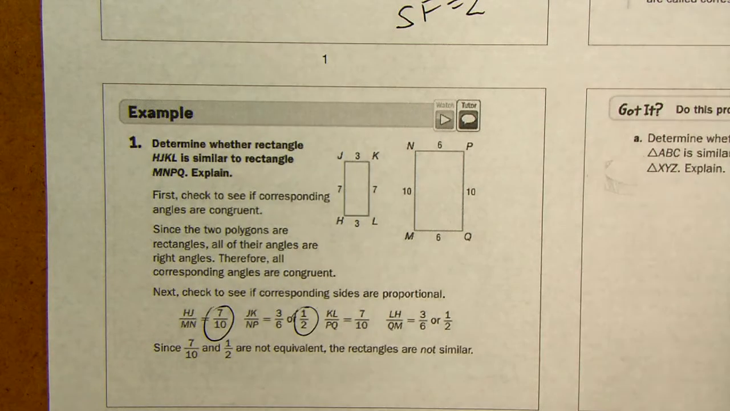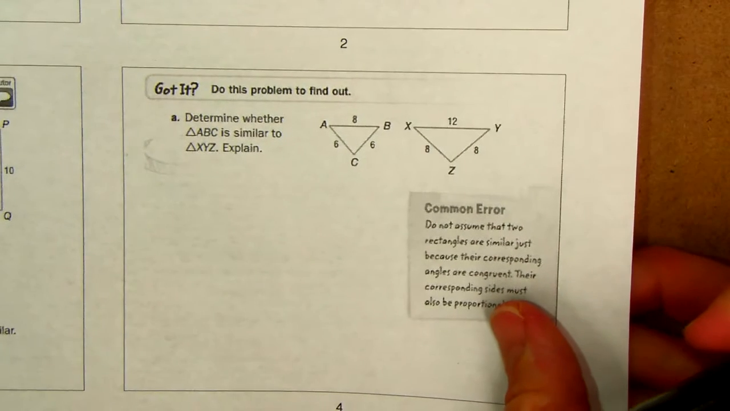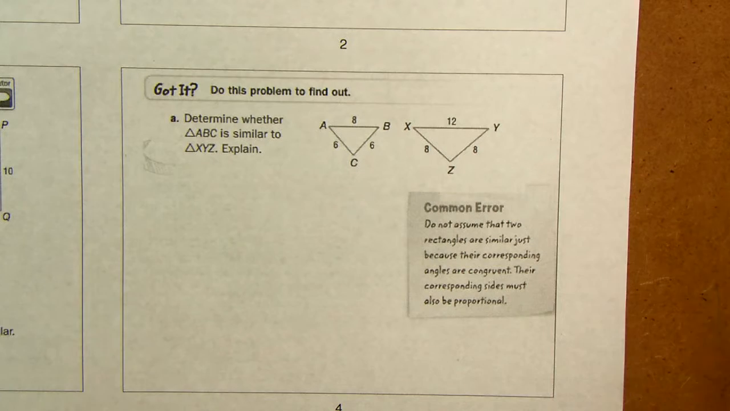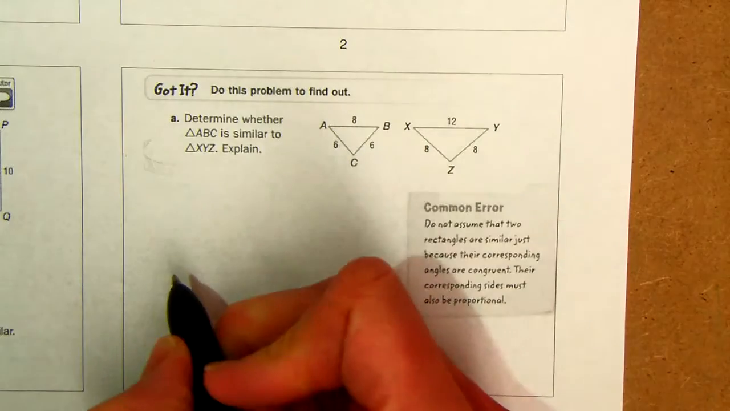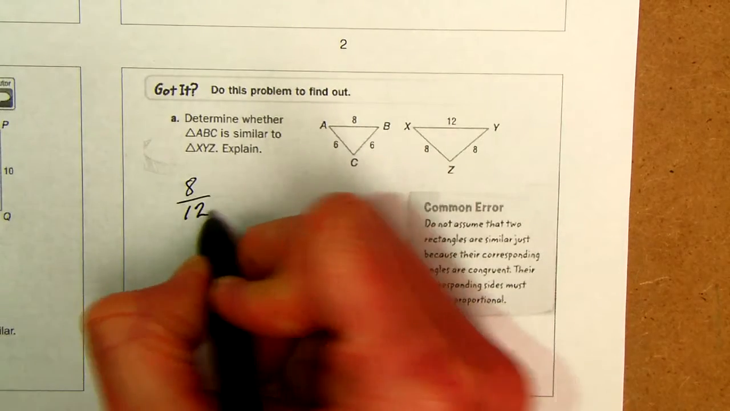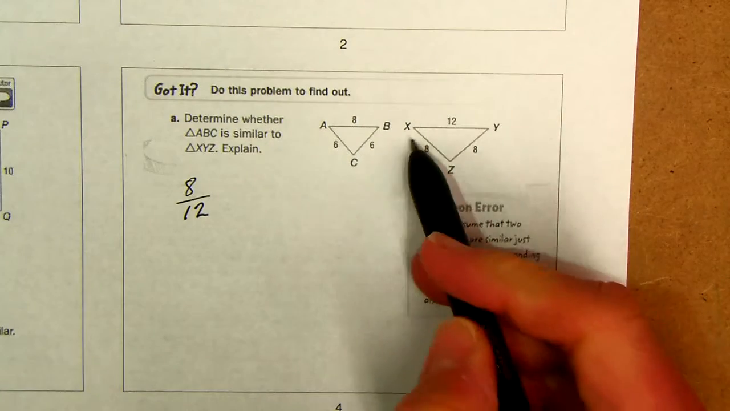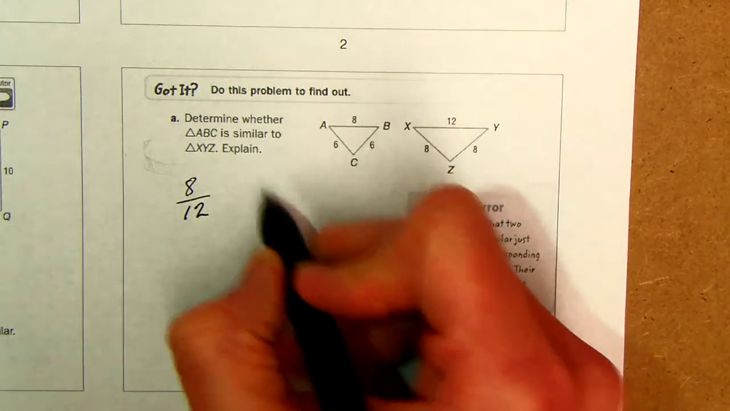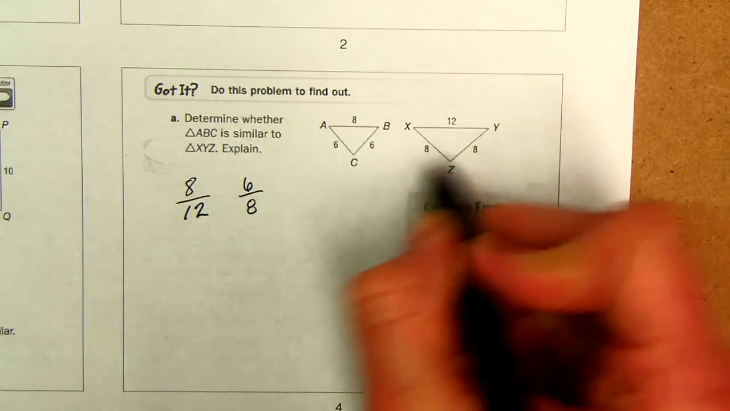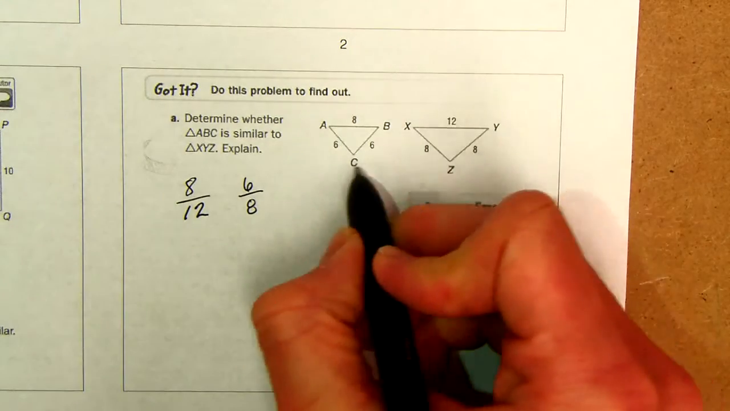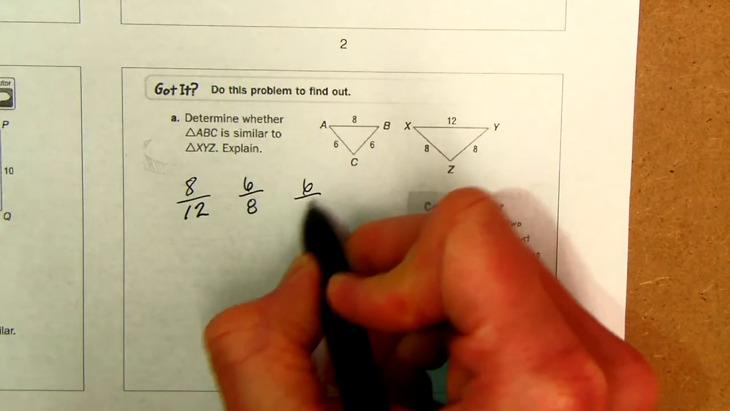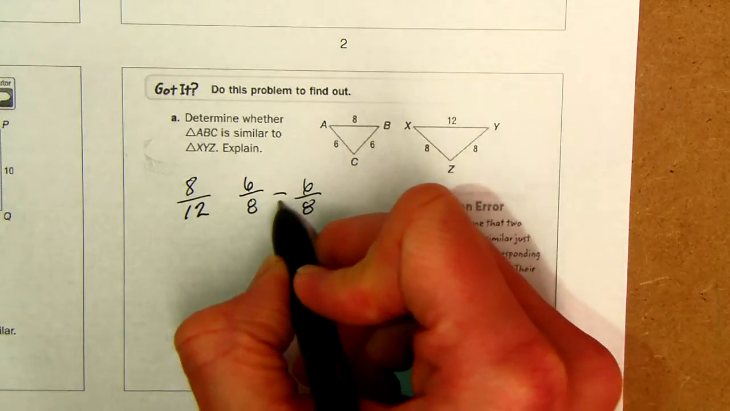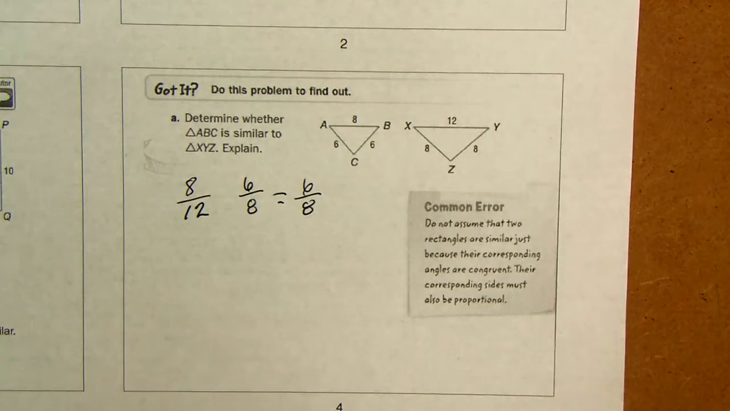Determine whether triangle ABC is similar to triangle XYZ. So let's set up some ratios. AB over XY would be 8 over 12. Okay, and then AC over XZ would be 6 over 8, and so would BC over YZ, 6 over 8. All right, now obviously these two are equal because they're the same numbers, but we have to determine if these two are equal. And if you remember from yesterday, I gave you that little shortcut.